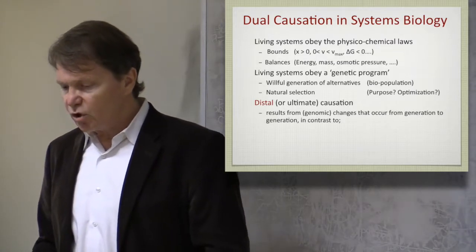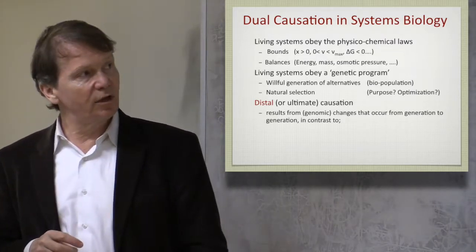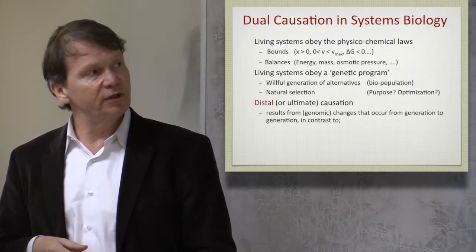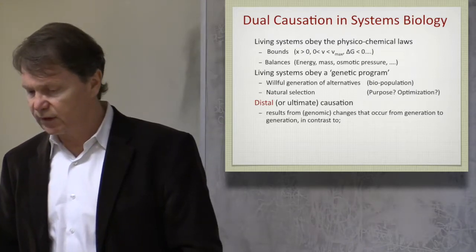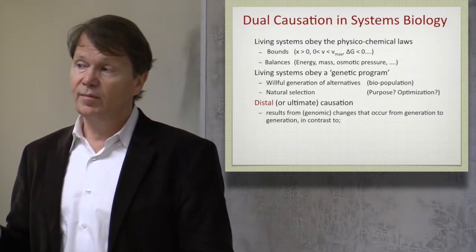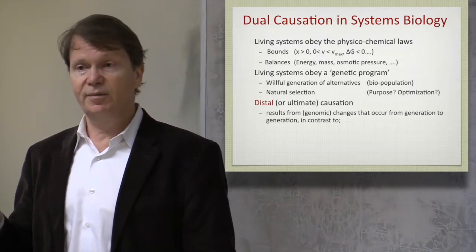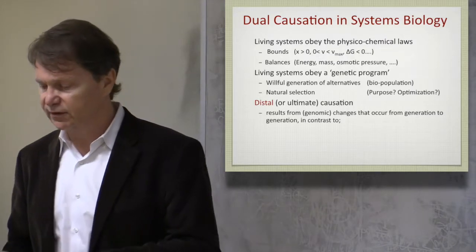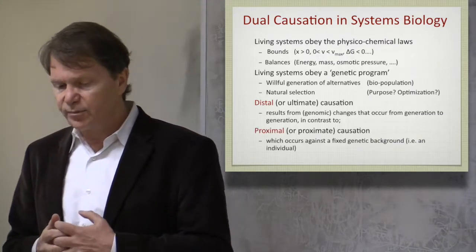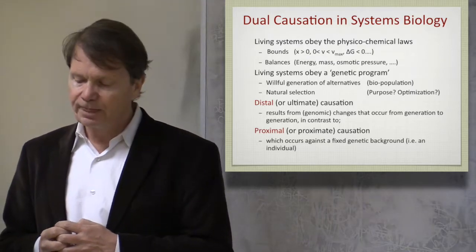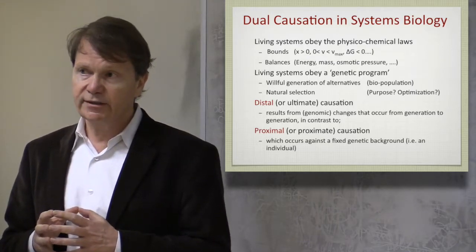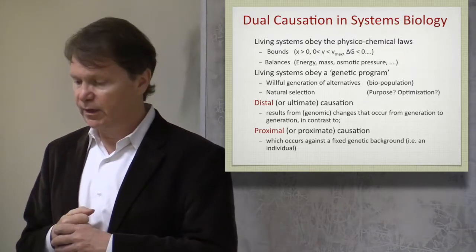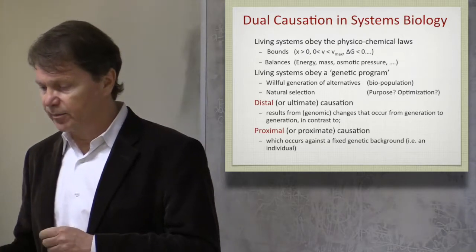Okay, so distal causation, sometimes called ultimate causation, results from this constant experimentation with the genomic sequence and selecting fit alternatives. Maybe not selection of the fittest, but selection of a fit alternative that survives. It's really survival. It's maybe not just survival of the fittest. And then there is the proximal causation, which is the reaction of an organism against a constant genetic background to various perturbations or changes in the environment.